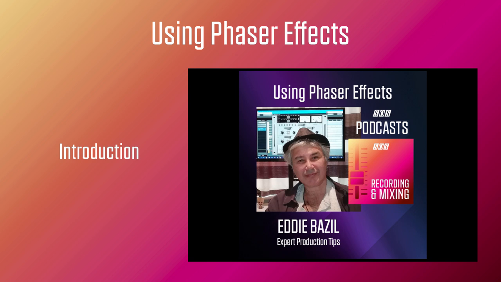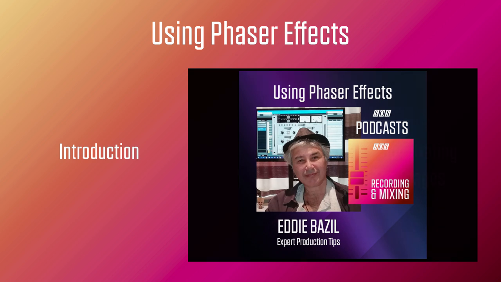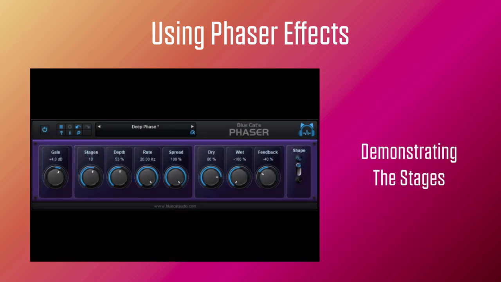The best approach in understanding how each parameter can affect changes in the audio being processed is to run a few simple examples using the freeware phaser from Blue Cat Audio. Once we have gone through some of these before and after examples, I'll dive into the meat of this podcast. Here is the first example.